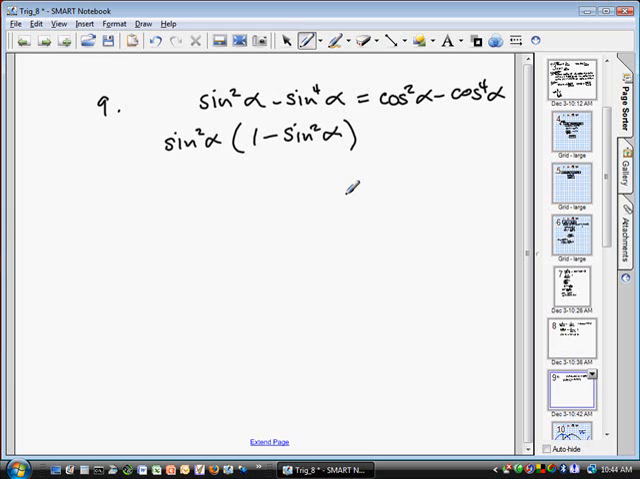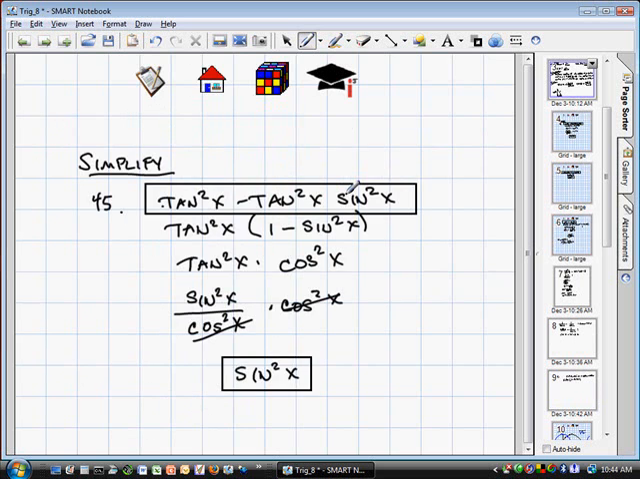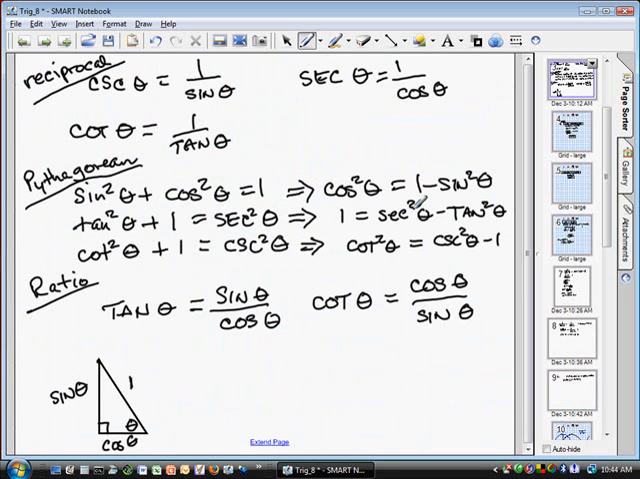Now, we need to turn this into a cosine problem. Doesn't that thing in parentheses ring true to you? 1 minus sine squared, 1 minus sine squared. Didn't we already use that today? There it is. What's 1 minus sine squared equal to? Cosine squared. So let's make that substitution.